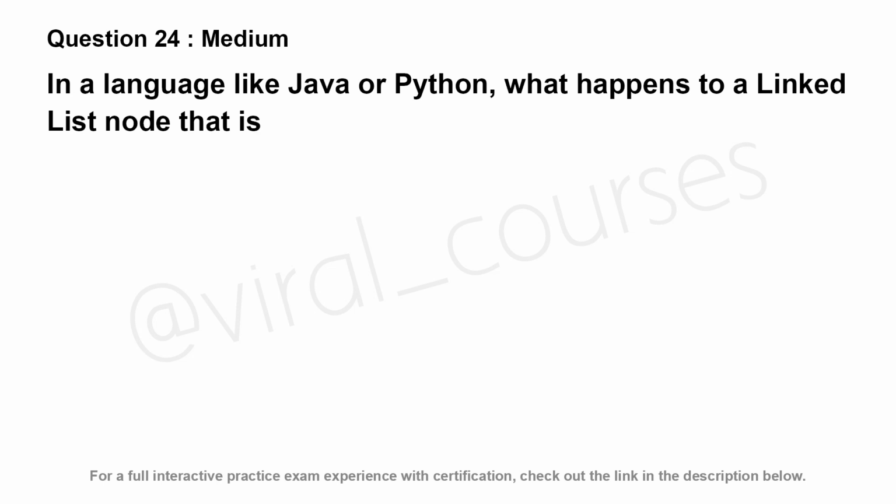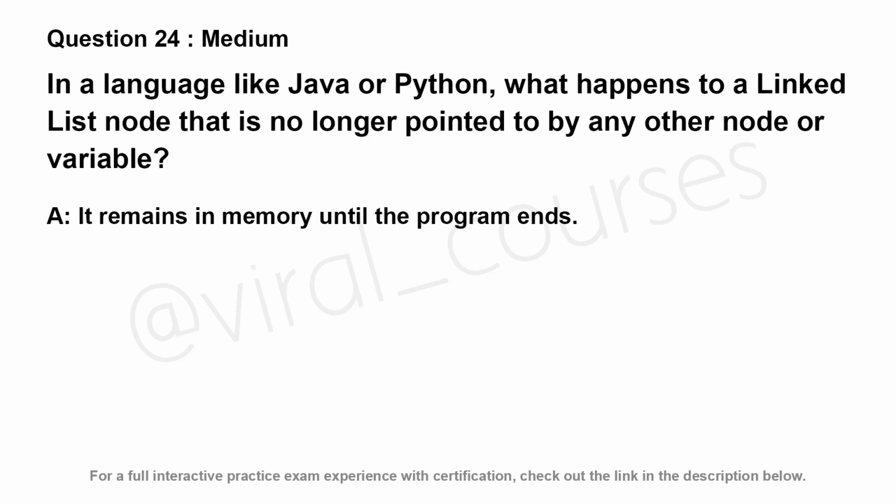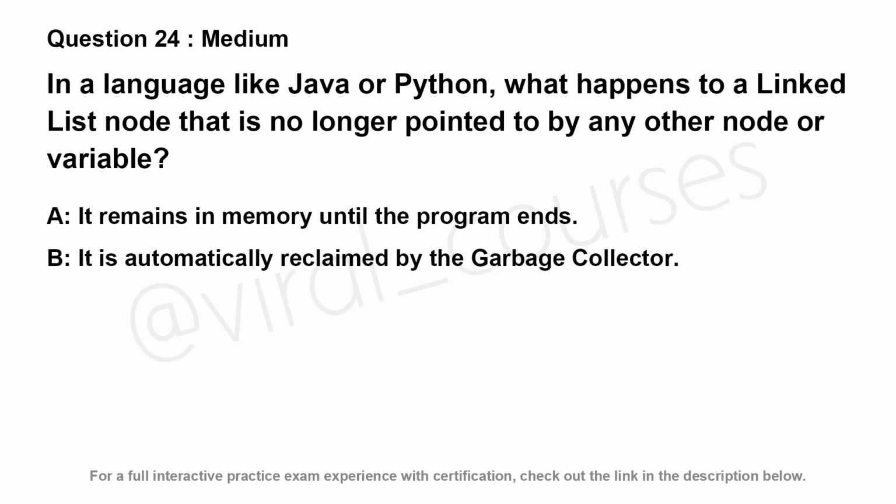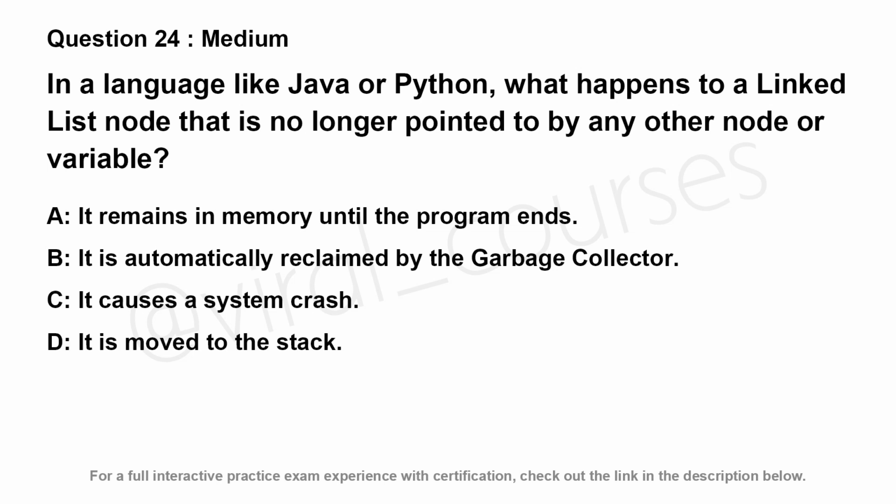In a language like Java or Python, what happens to a linked list node that is no longer pointed to by any other node or variable? Option A. It remains in memory until the program ends. Option B. It is automatically reclaimed by the garbage collector. Option C. It causes a system crash. Option D. It is moved to the stack.